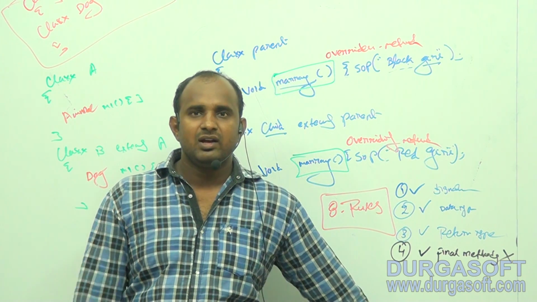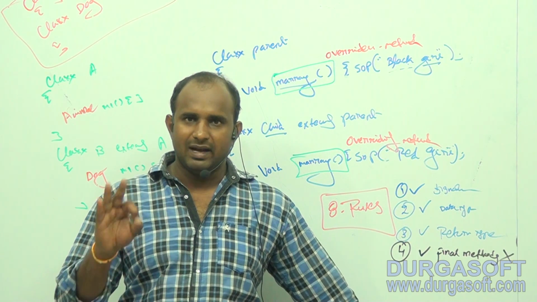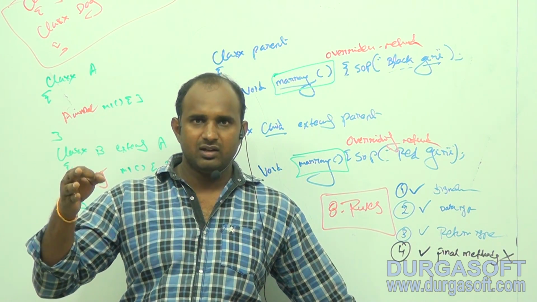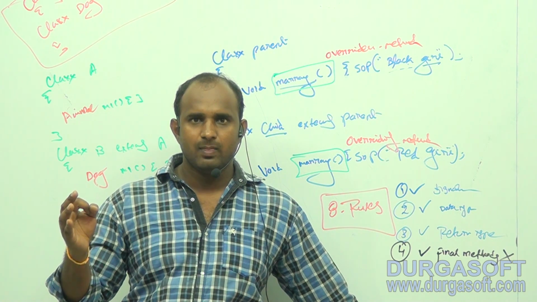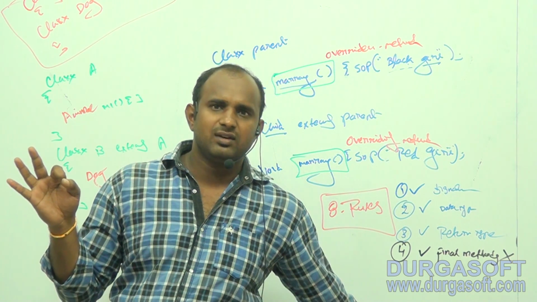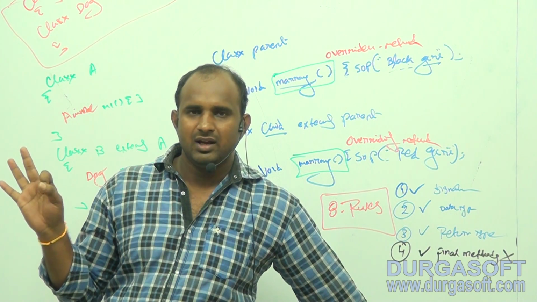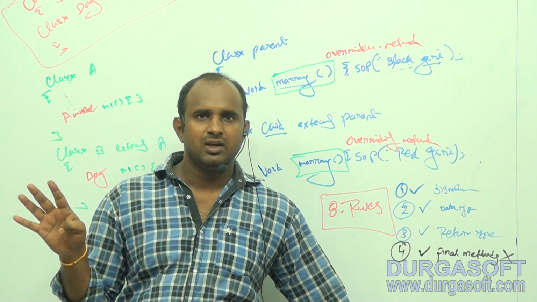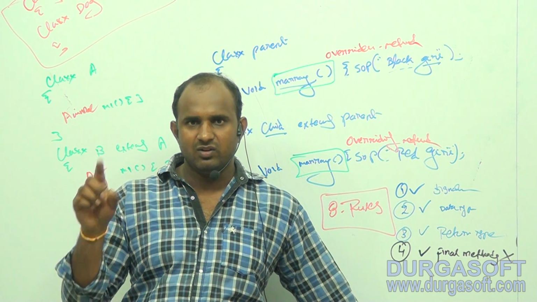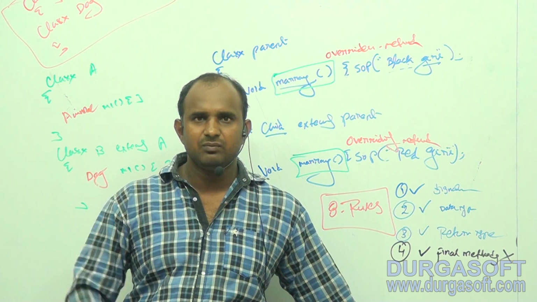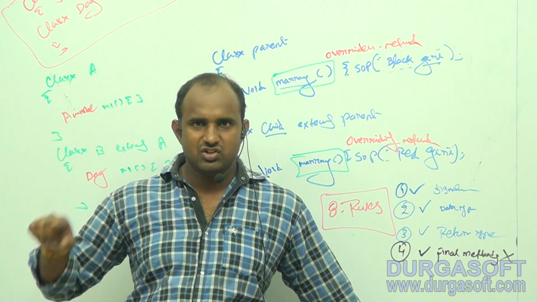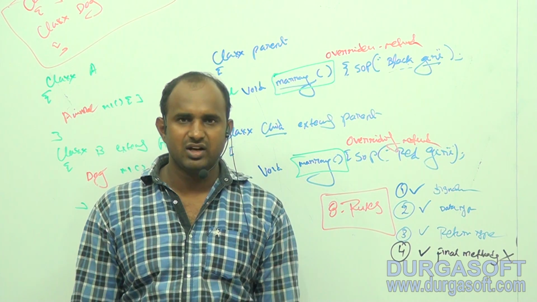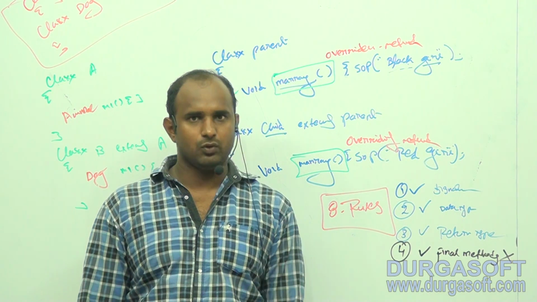Rule number 3: it is possible to change the return type at the class level. So the parent class method return type is parent, and the child class method return type is child class. That concept is called the covariant return type concept, introduced in version 1.5. So what is rule number 4? If a method is declared final in the parent, we cannot override that method in the child class. That is rule number 4.